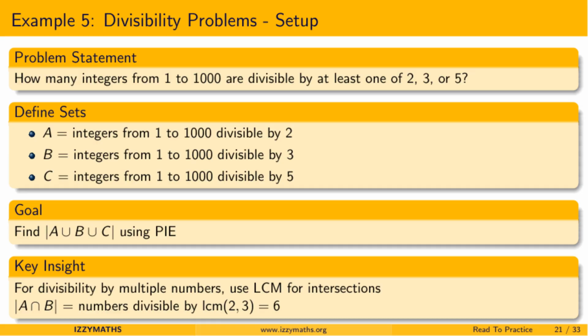The key insight for divisibility problems is that for intersections, we use the least common multiple. For example, the absolute value of A intersection B equals numbers divisible by the LCM of 2 and 3, which is 6.